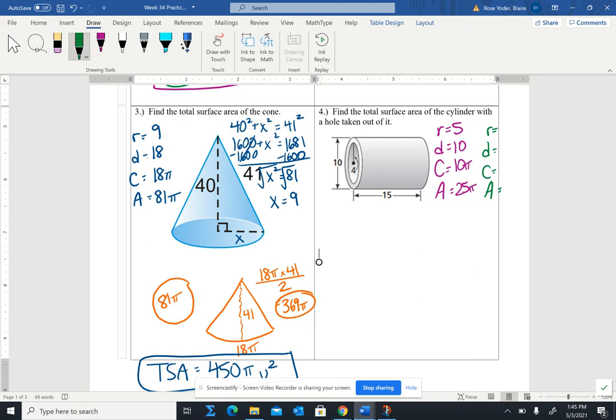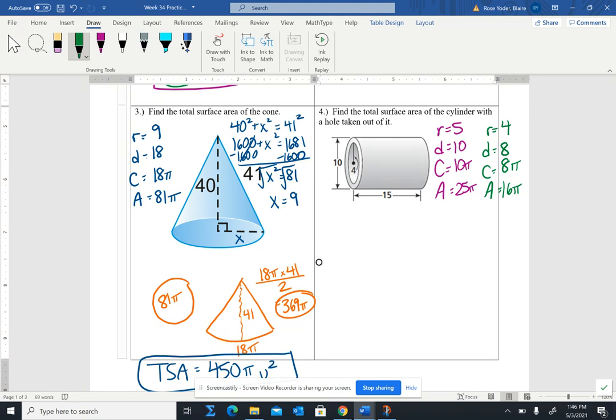Now let me do the small circle. The radius is given and it's 4. So let me double it, and that's the diameter. Diameter times pi is the circumference, and then radius squared pi, 4 squared pi is 16 pi for the area. All right, we got a lot of stuff to figure out.